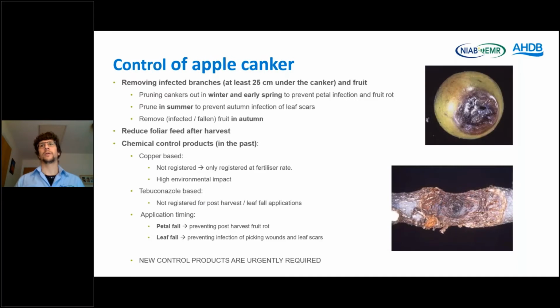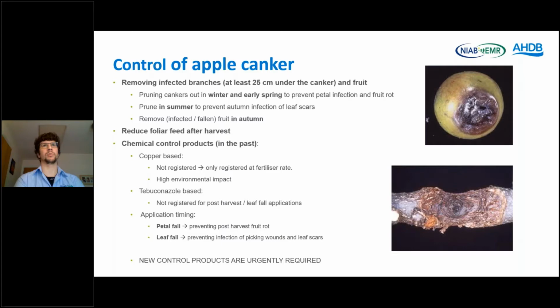So how can we control it? First thing that we could do is remove infected branches and remove all the cankers and infected fruit from your orchards. You can do that in the winter, early spring. This will prevent your petal infection and fruit rot. You can prune in the summer to prevent autumn infections, and you can remove fallen fruit in the autumn to prevent winter infections as well.